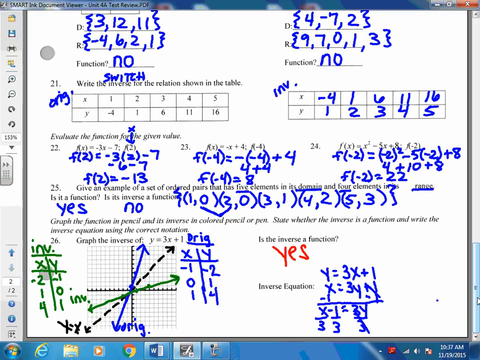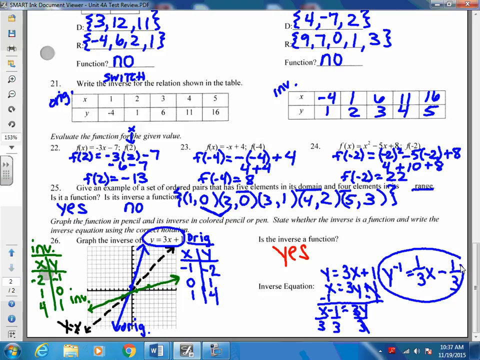Now, when you write your final equation, remember you have to write the inverse symbol for notation. So it's going to say y with -1 in the air. That's the inverse of y is what you're telling me. Equals x over 3 is really 1/3 x, and then minus 1/3. So this equation right here is the inverse of the original one you started with over here.